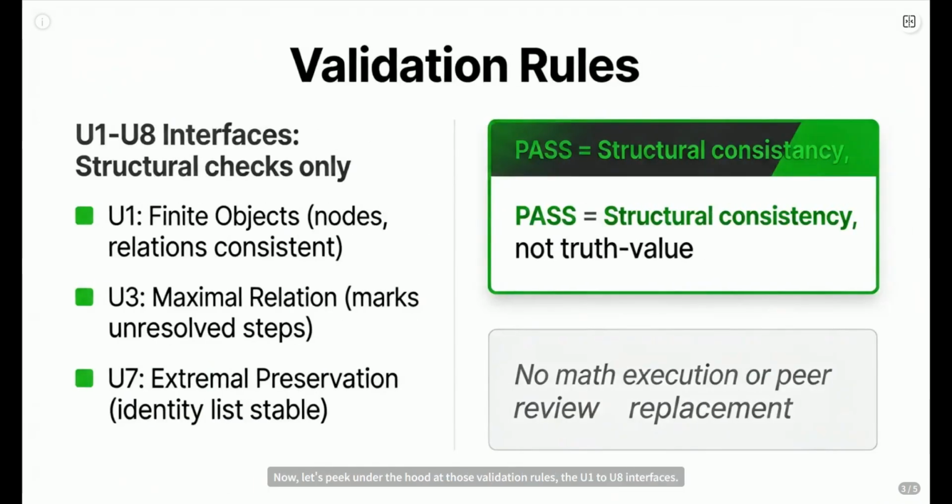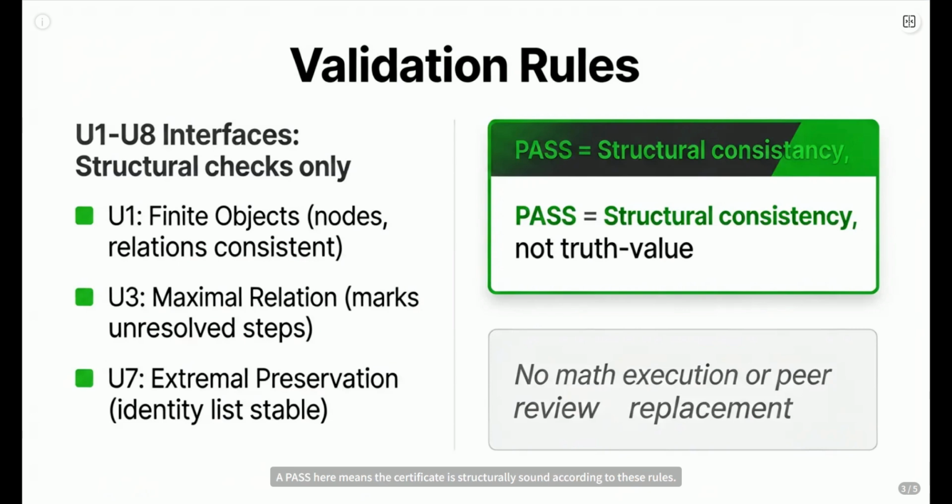Now, let's peek under the hood at those validation rules, the U1 to U8 interfaces. These aren't about proving the math true or false, they're about structural integrity. Think of them as syntax checks for proofs. For instance, U1 finite objects ensures everything is well defined, no infinite loops or missing links. U3 maximal relation makes sure every step clearly marks where it ends. U7 extremal preservation checks if key values stay consistent throughout.